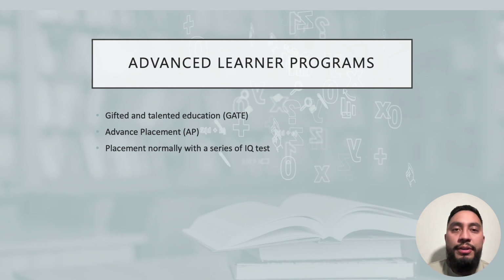The next type of learner we're going to be discussing is the advanced learner. The advanced learner is a student who learns at a faster rate than their peers in one or more content areas. In many school districts and schools, they have programs for advanced learners such as Gifted and Talented Education, also known as the GATE program, and Advanced Placement or AP in many high schools. In these programs, the advanced learner is able to be surrounded by other advanced learners and be taught at an appropriate level for their understanding.